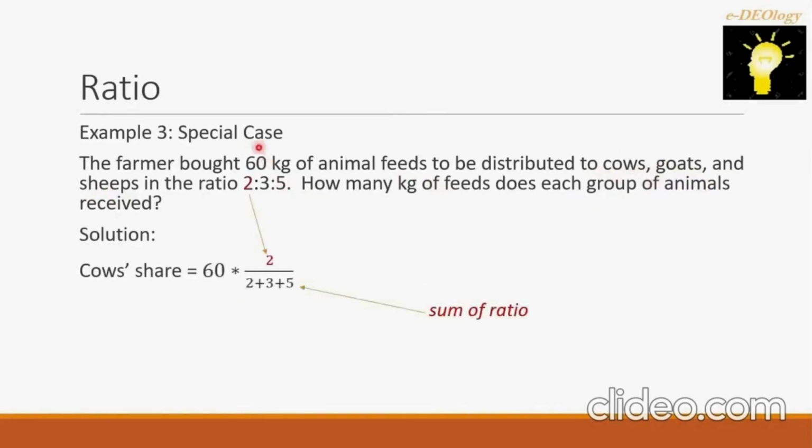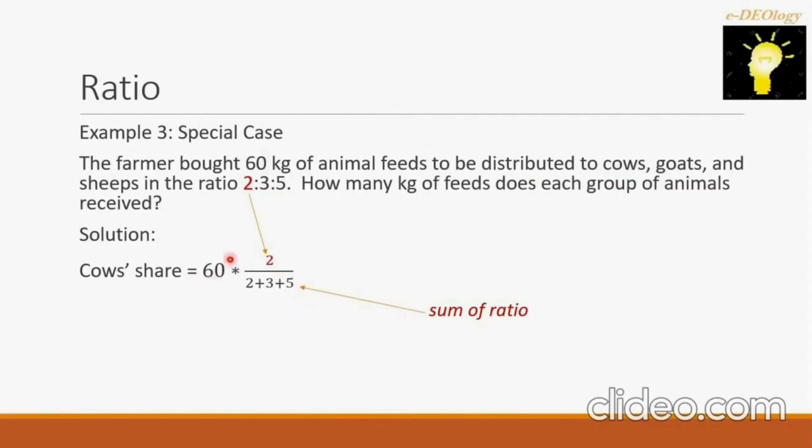At first, we're going to copy the 60, the total, and put it here. Then we will multiply by a fraction. In the numerator, we will copy the number that corresponds to the cows, so that is number 2, and in the denominator, we will take the sum of the ratio, 2 plus 3 plus 5. And then we will simplify.